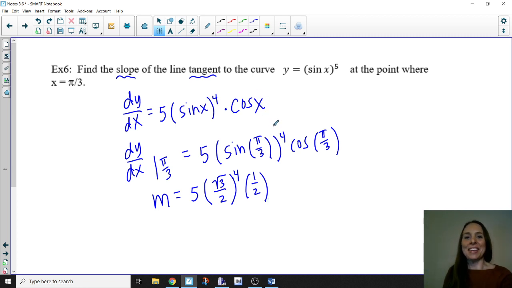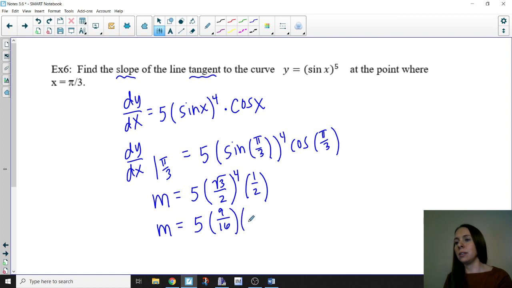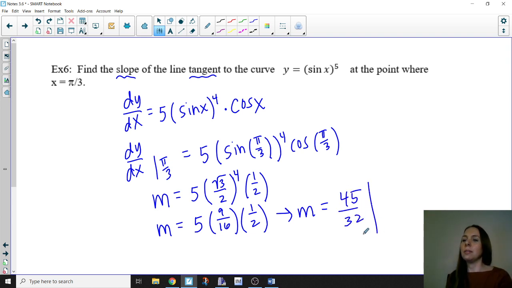Yeah, I just looked at my key. It's like, yeah, right. All right, now going from there, are any of you screaming, just use your calculator? No. Okay, the square root of 3 to the 4th power is 9. 2 to the 4th power is 16. Finally, multiplying that all together, we get 45 over 32. Yay, we did it.